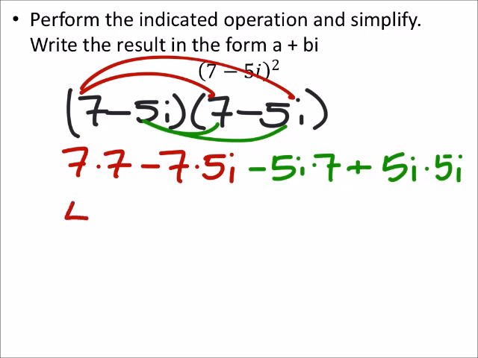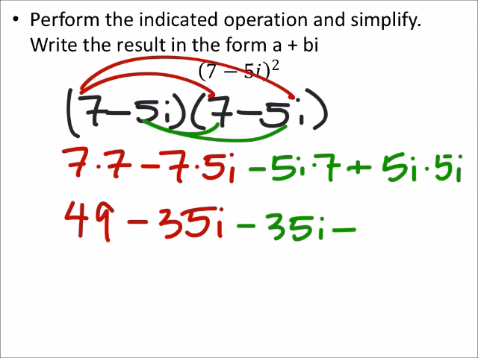So 7 times 7 is 49. 7 sets of 5i's would give us 35i's. Do those cancel out? All right, so now I've got a 5 times another 7. So that's a 35, and then I've got the i. And this is plus 5 times 5 is 25, and then i times i is i squared.